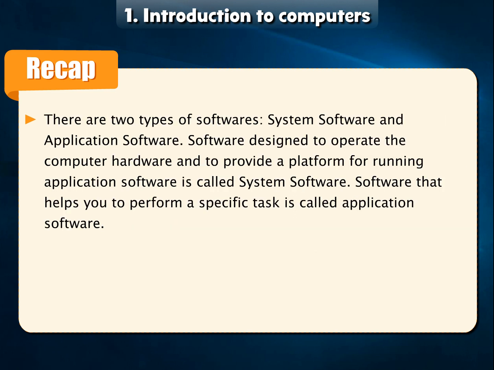There are two types of software: system software and application software. Software designed to operate the computer hardware and to provide a platform for running application software is called system software. Software that helps you to perform a specific task is called application software.